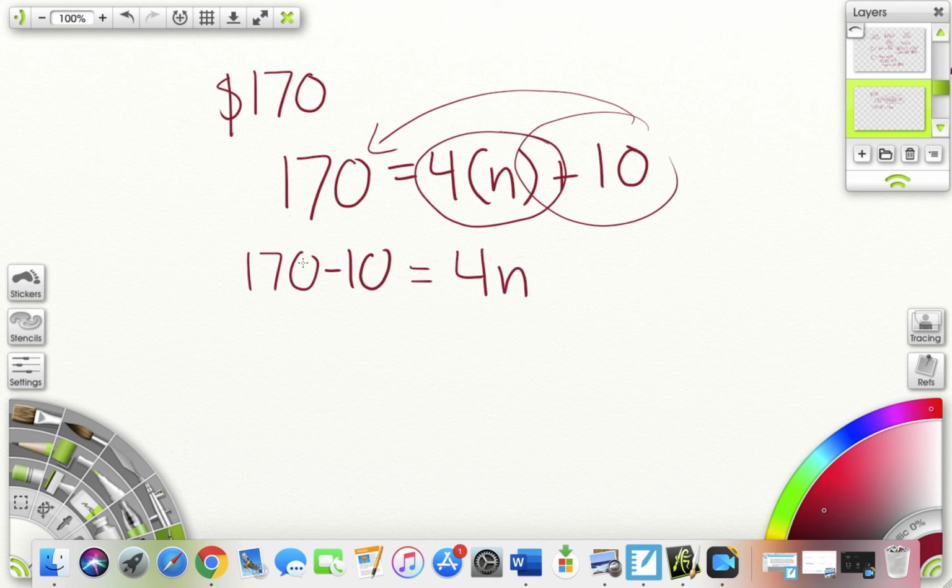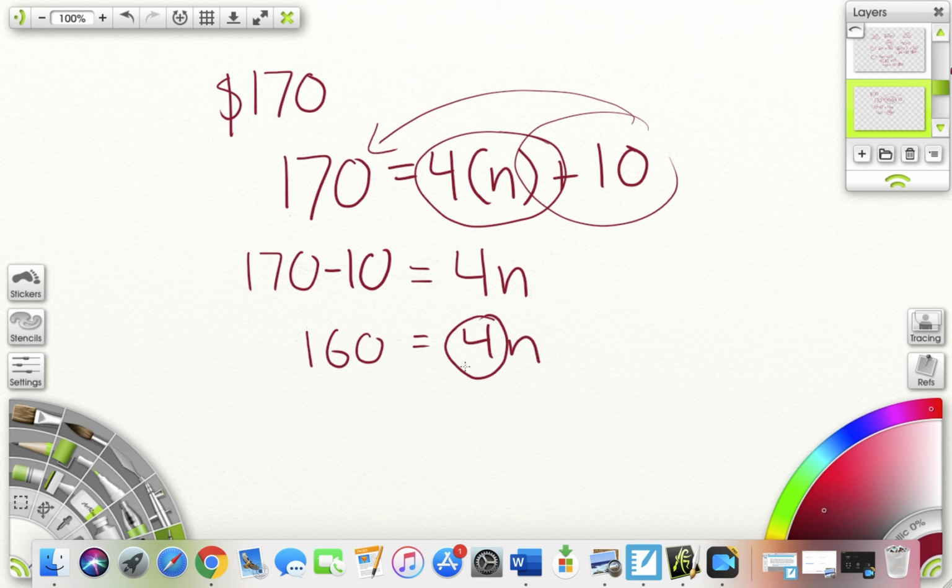So I'm doing this with that $170 fee. I take my $10 fee for the card itself, the membership fee, out. So that way it'll be easier for me to single out how many movies I've watched. So I have 160 equals 4N. Now, to figure out how many movies I watched, the only other number in this problem that I can use is the 4, because I can't put N on this side of the equal sign since I don't know what N is yet.